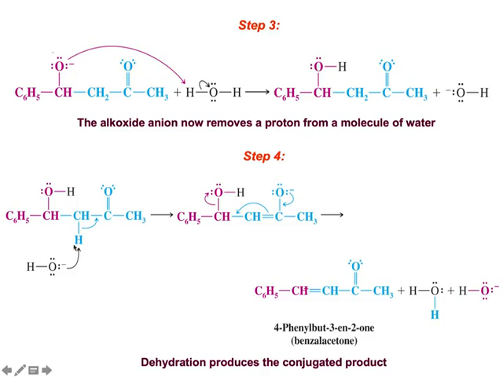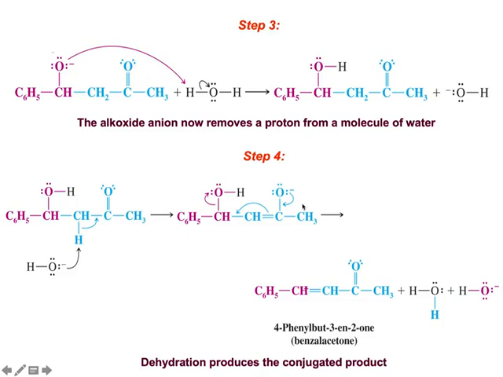Step 4. This beta hydroxy ketone is not stable, so we want to stabilize this product by using the presence of base to abstract this proton to give side product water. This one is the process of dehydration.